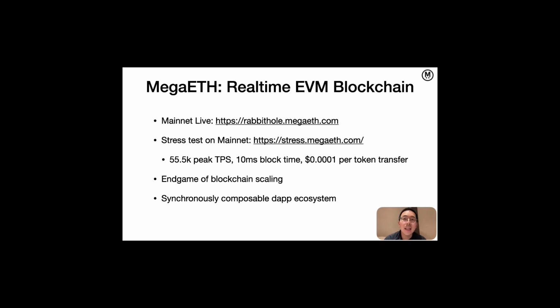We really think it's the end game of blockchain scaling. And right now on the mainnet, there is an ecosystem of synchronously composable dApps that is forming. So I really encourage you to check out rabbithole.megaeth.com for our mainnet.